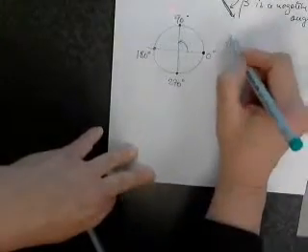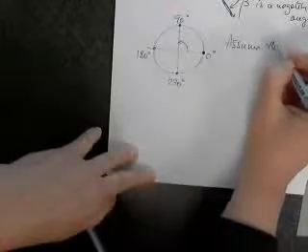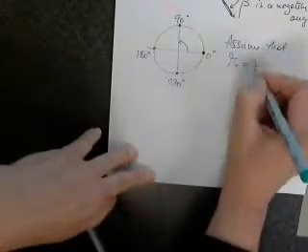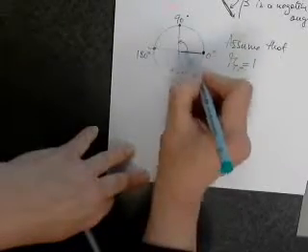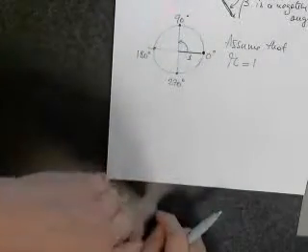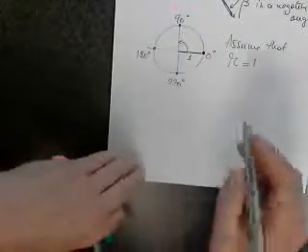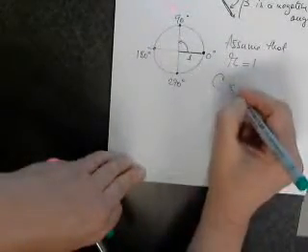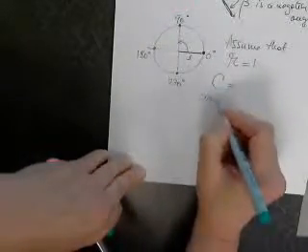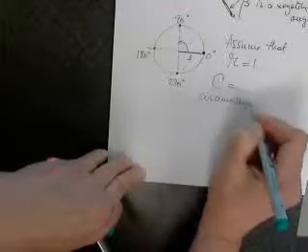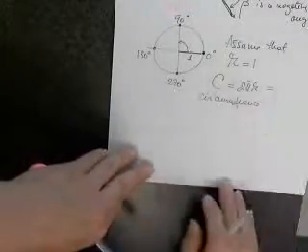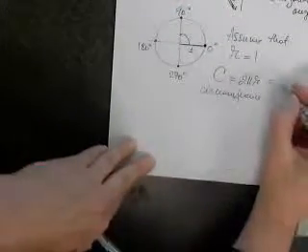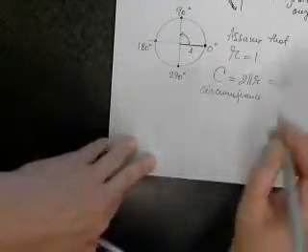Assume now that the radius is 1. So this measure is 1. Can anyone give us the circumference of a circle? Circumference. 2 pi r. Since r in my example is 1, how much will this be? 2 pi. 2 pi, indeed.